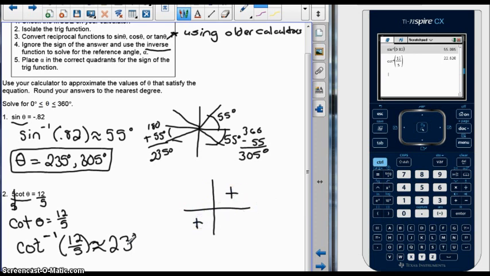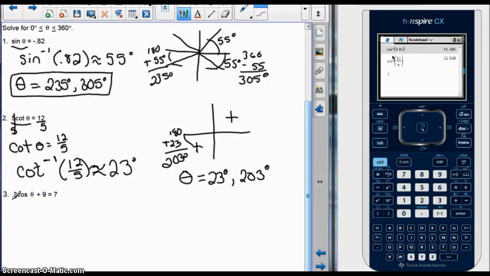So one of our values for theta will be 23 degrees, and the other will be here, right, if we come from 180 and we go 23 degrees, where do we end up? At 203. So 23 degrees and 203 degrees.